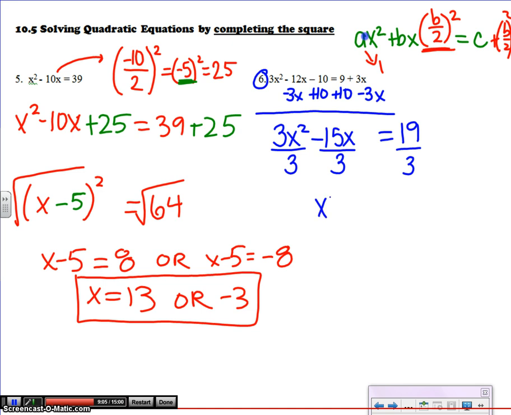So now we will complete the square with x squared minus 5x is equal to 6.3, or you could say 19/3. Now, this is not an ideal problem to complete the square in because of the decimals and all of the problems that we're going to encounter. So you may finish this if you like, but in the interest of time, we're going to go ahead and move on to the quadratic formula.